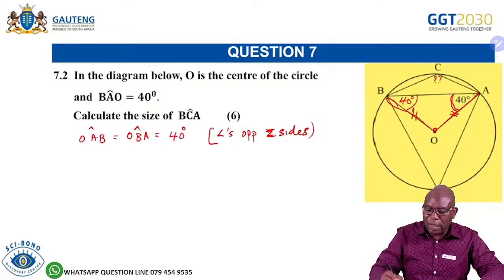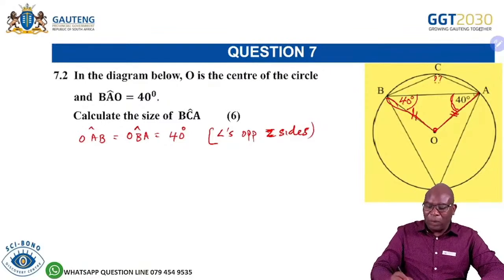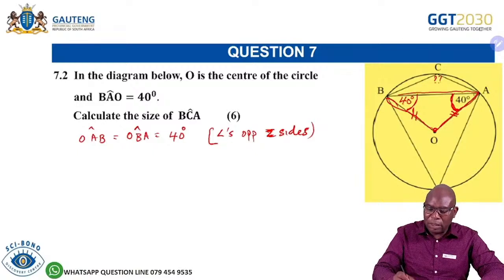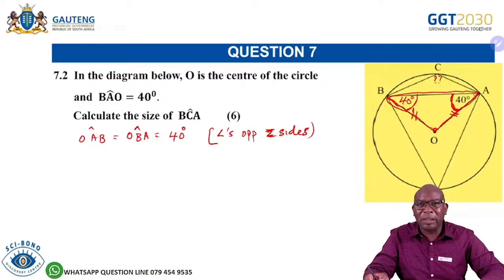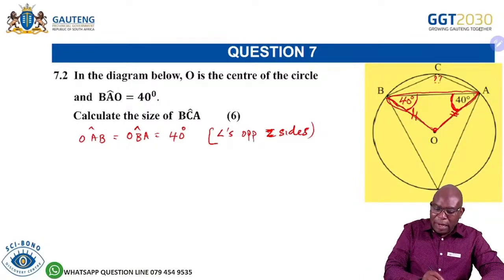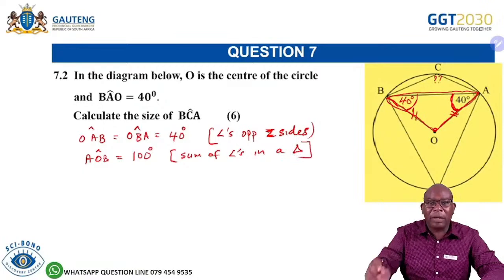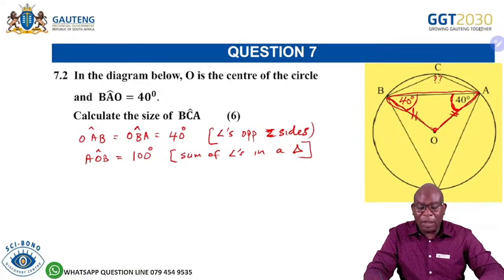This is a triangle, in triangle AOB. So in triangle AOB, listen to this. We have a 40. We have a 40. The sum of angles in a triangle equals how much? 180 degrees. Meaning that angle AOB will be equal to 100 degrees. And that will be sum of angles in a triangle. You see, now I'm writing, I'm giving the reasons also.